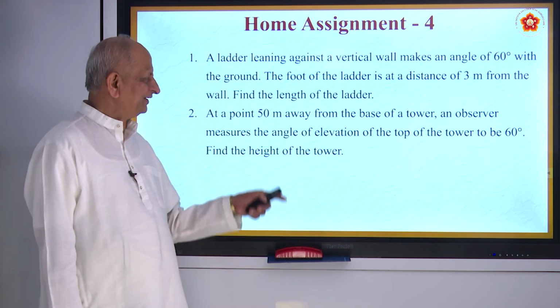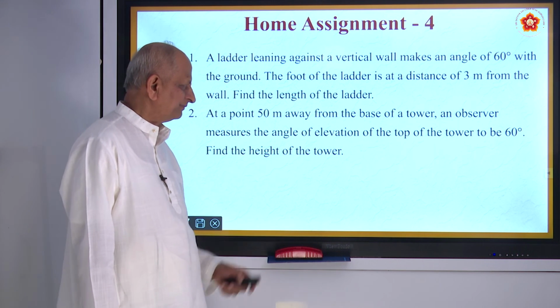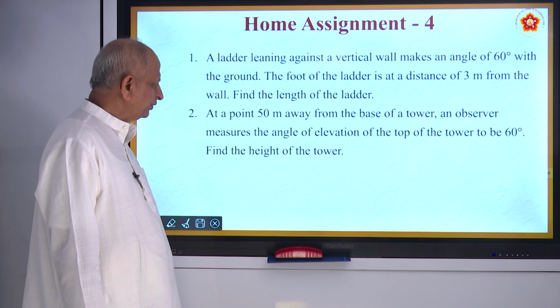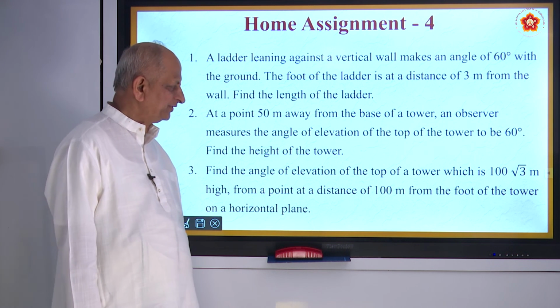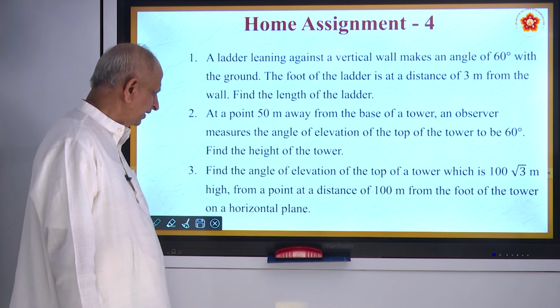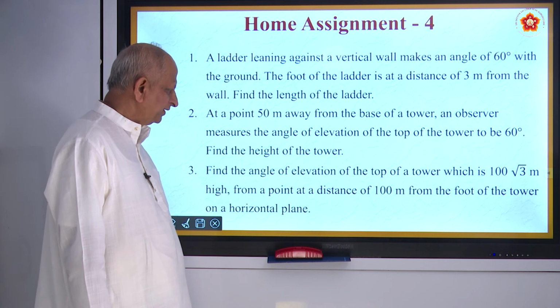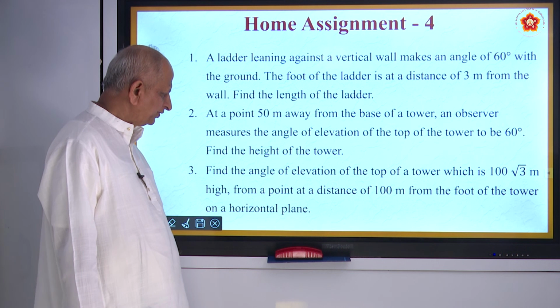So that question asks for the length of the ladder, the hypotenuse. This is the height of the tower, and that is the second question. Thirdly, find the angle of elevation of the top of the tower, which is 100 root 3 meters high, from a point at a distance of 100 meters from the foot of the tower on a horizontal plane.